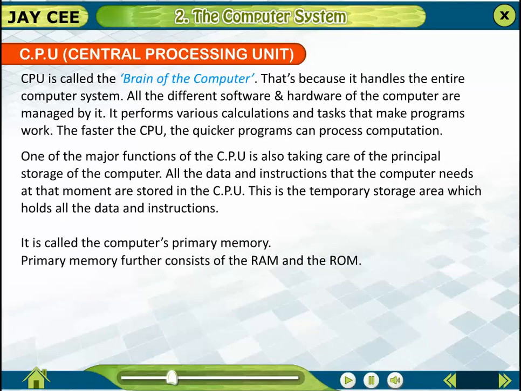One of the major functions of the CPU is also taking care of the principal storage of the computer. All the data and instructions that the computer needs at that moment are stored in the CPU. This is the temporary storage area which holds all the data and instructions. It is called the computer's primary memory. Primary memory further consists of the RAM and the ROM.